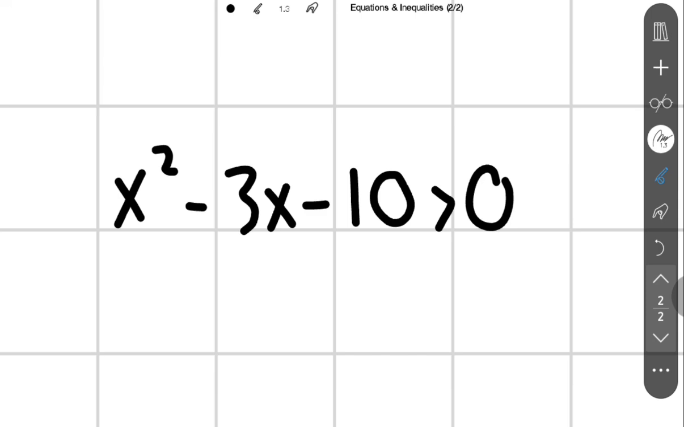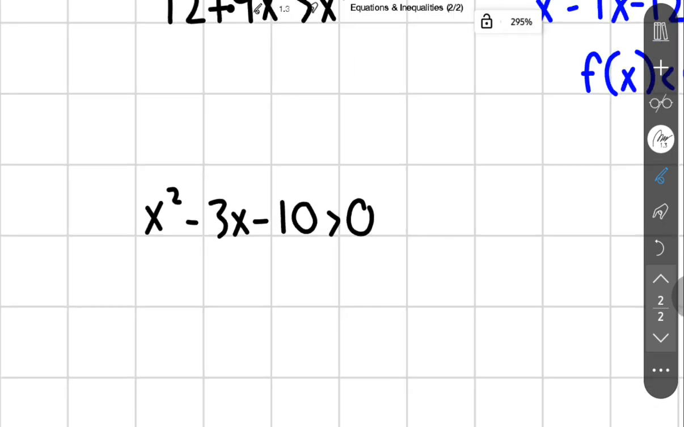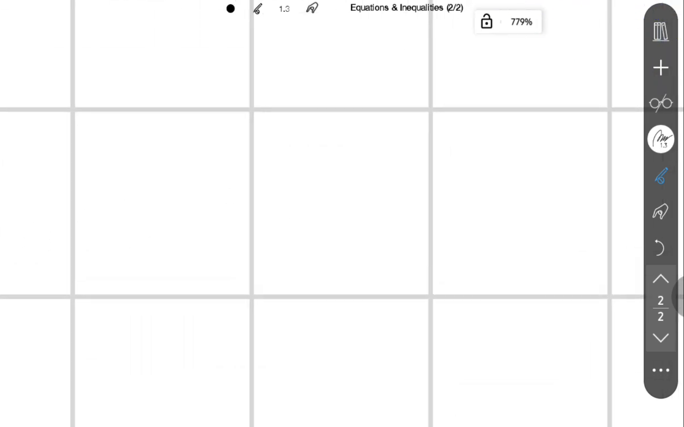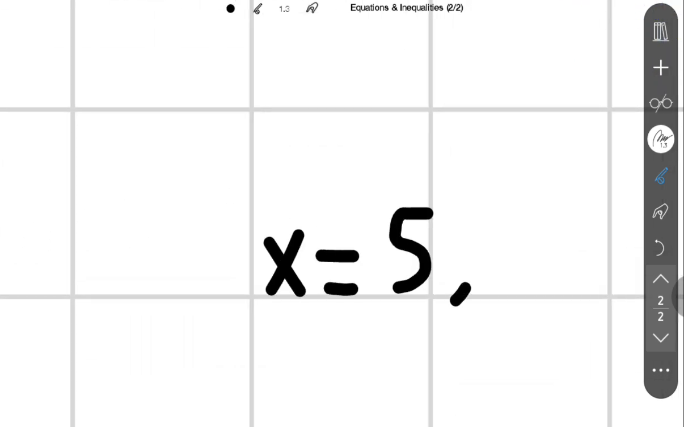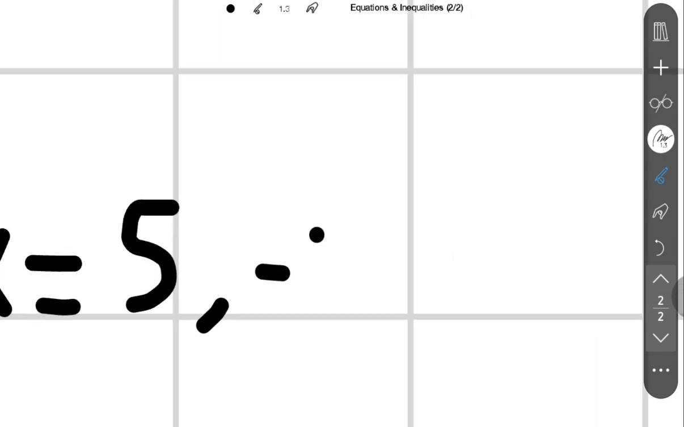Okay, second question we could solve is this function: x squared minus 3x minus 10 is greater than 0. So if we were to draw this graph, let's actually try solving it. We get the solutions of x. We have 1, negative 3, negative 10. So we have the roots as x equals 5 and, pretty sure, negative 2, yeah. So these are the roots.